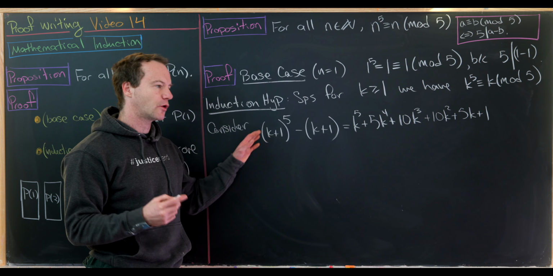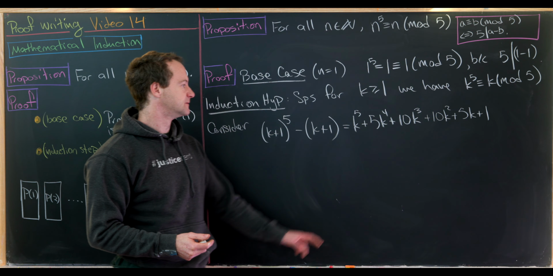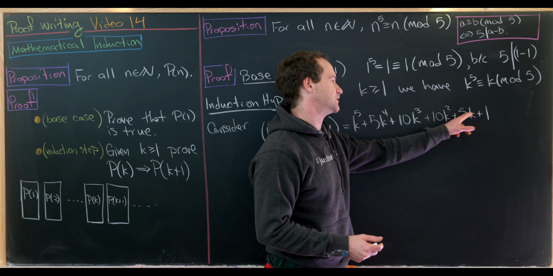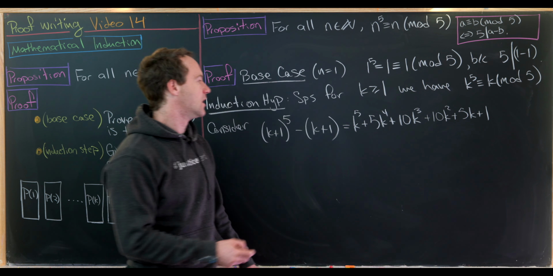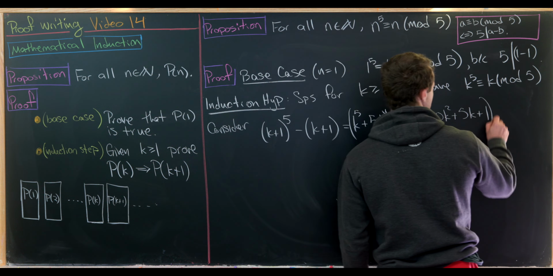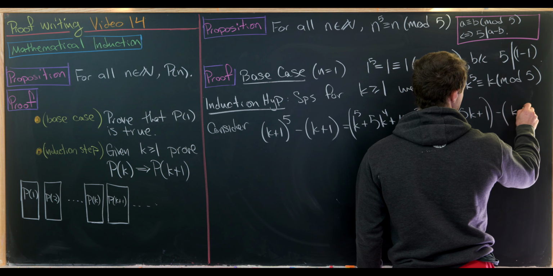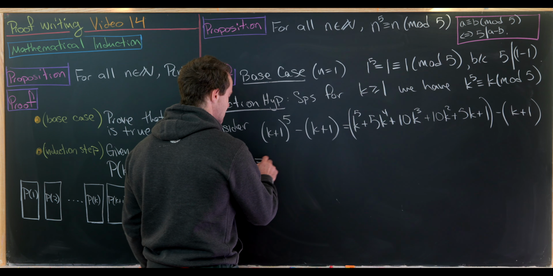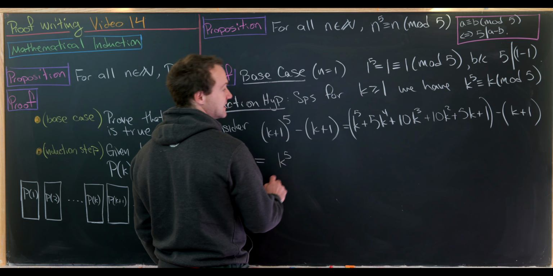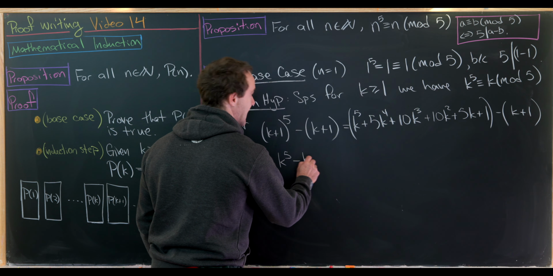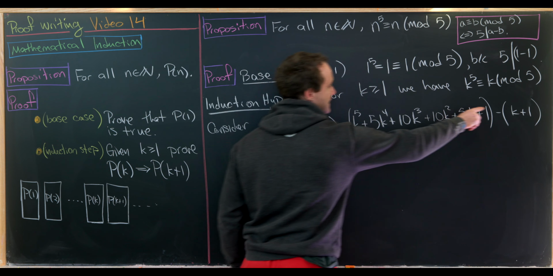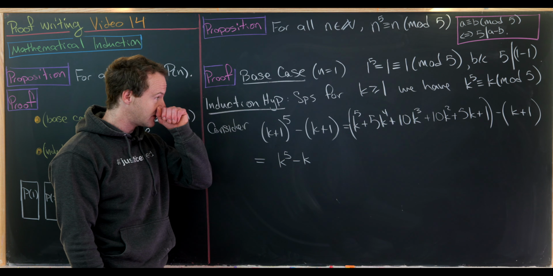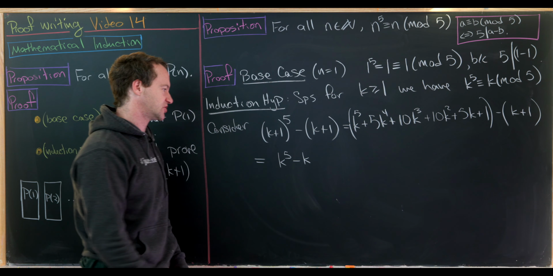We know how to do that quickly by using binomial coefficients. So this is 5 choose 0, 5 choose 1, 5 choose 2, 5 choose 3, 5 choose 4, and 5 choose 5. Okay, so from this object, we will subtract k plus 1. Okay, so let's see what that leaves us with. So that will leave us with k to the 5th minus k, where I've put the k to the 5th here and this minus k together. You might say, well, why didn't I combine like terms with this 5k term? That's because I want to use my induction hypothesis.